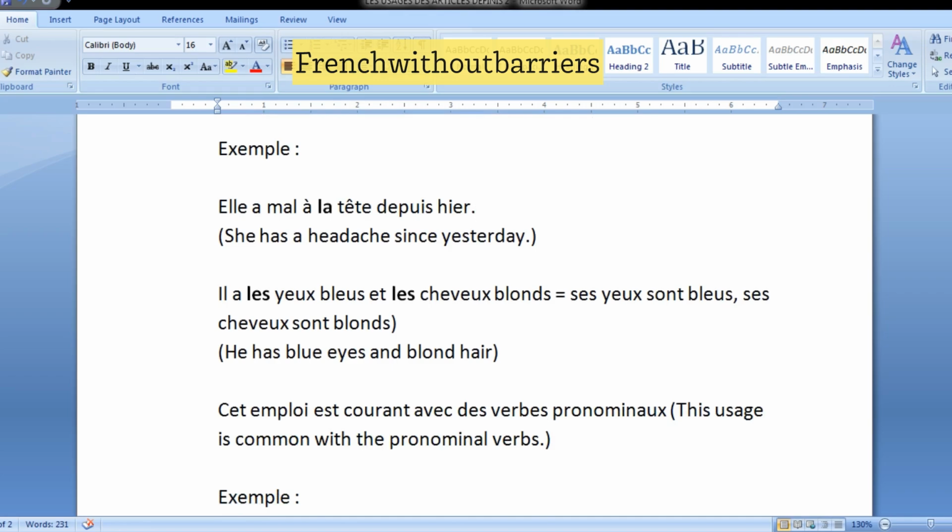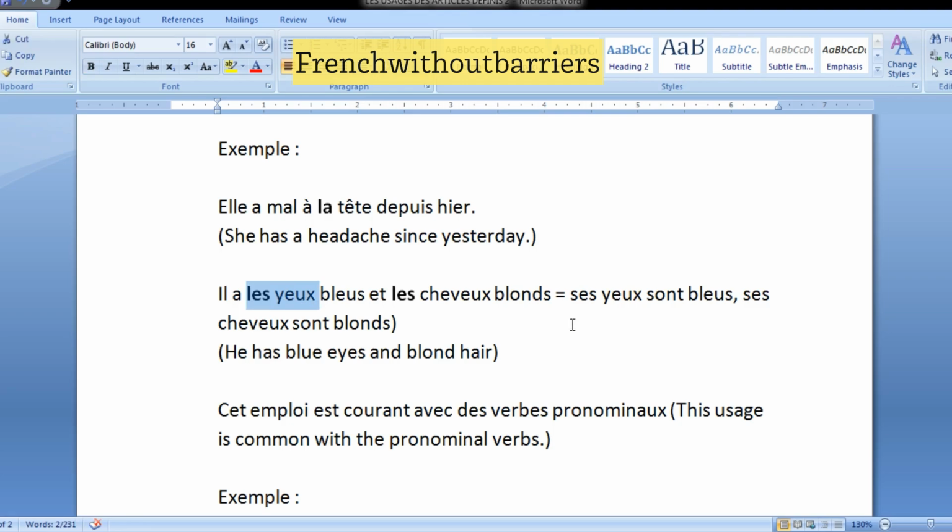Il a les yeux bleus et les cheveux blonds. He has blue eyes and blonde hair. Now guys, again, you have definite articles here, les and les. In the English form you don't have any article, you just simply say he has blue eyes and blonde hair. You don't say les yeux bleus et les cheveux blonds. And you don't use your possessive adjectives here as well.